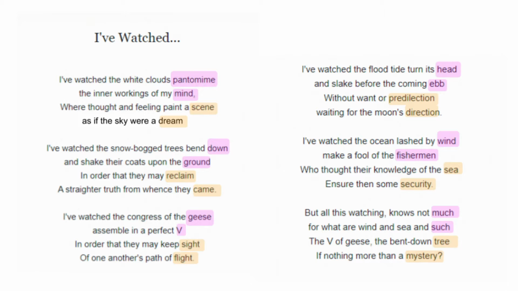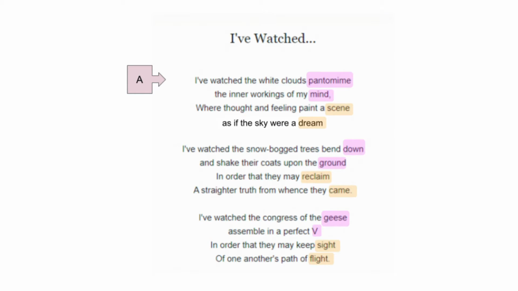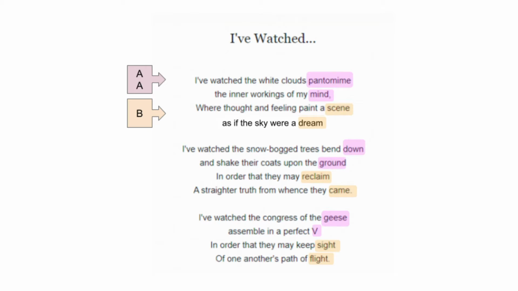For example, pantomime, mind, scene, dream, down, ground, reclaim, came, geese, sight, flight. Poems have a rhyming pattern. In pantomime, we're going to call that A. Pantomime also rhymes with the word mind, so we're going to put AA to show that they're both together. In the next verse is the word scene. Scene rhymes with dream. We're going to put BB.